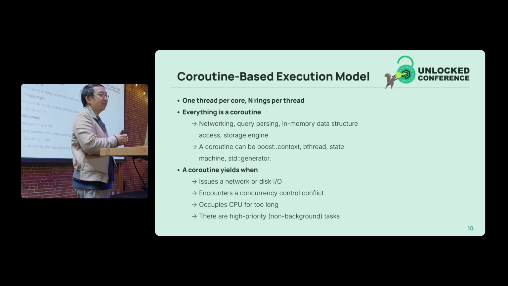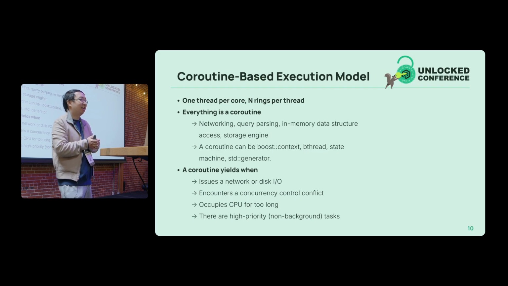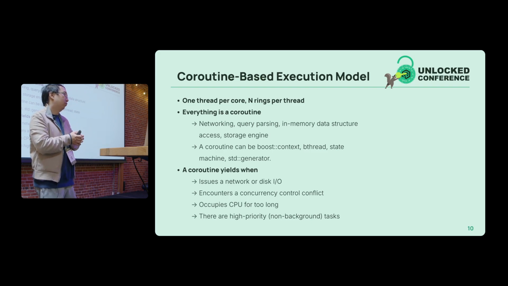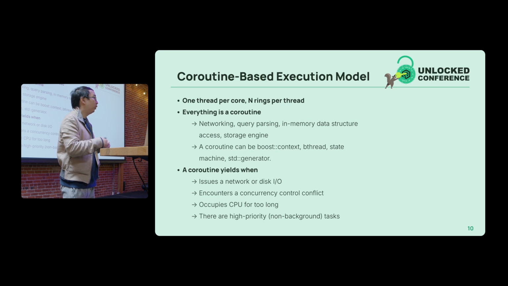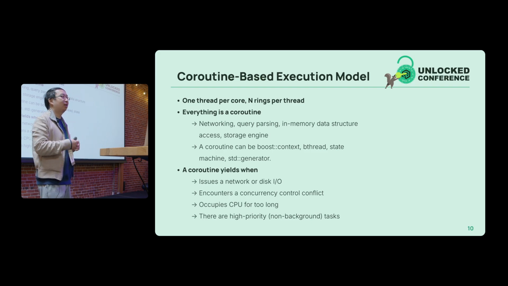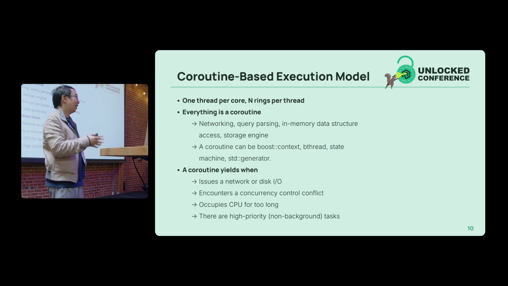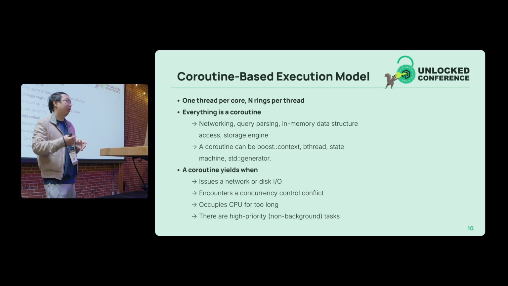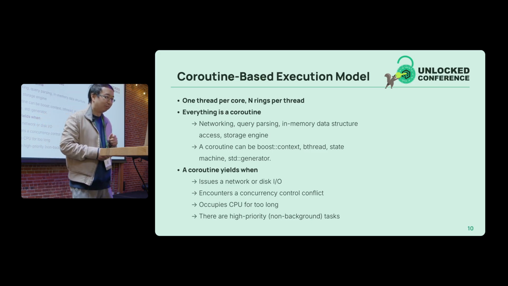As for coroutine scheduling, what is very important is that the coroutines need to yield or be scheduled proactively. It means that each time the coroutine sends out a request, or encounters a data conflict, or has run for very long, we want to switch it. The last point is very important for tail latency, because we don't want some tasks, especially background tasks, to occupy the CPU too long and impact the tail latency.